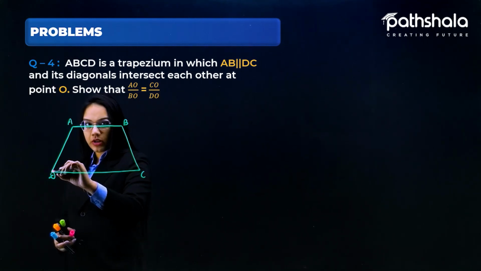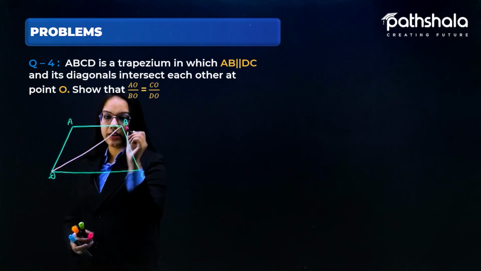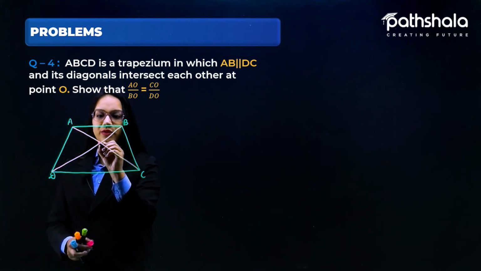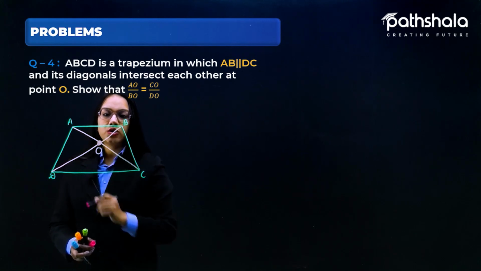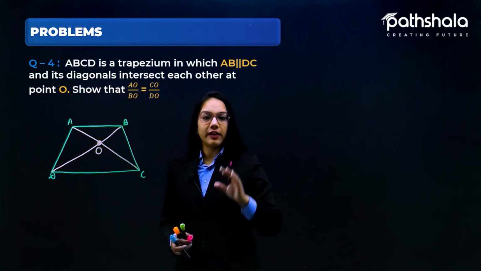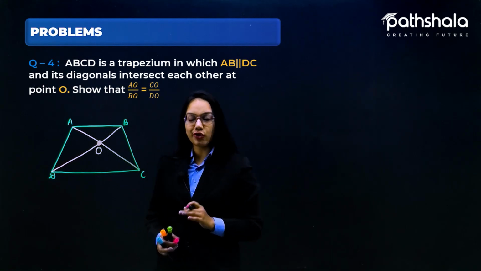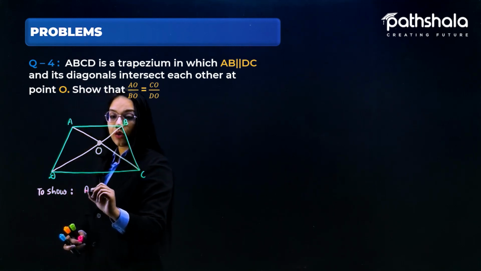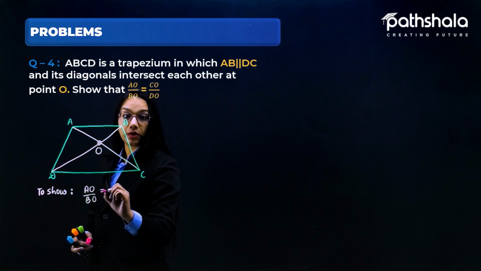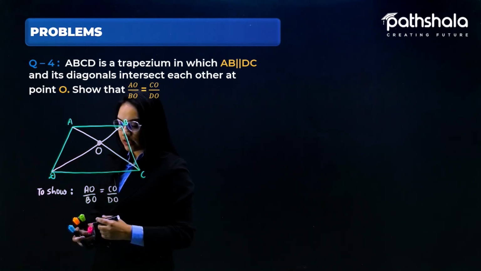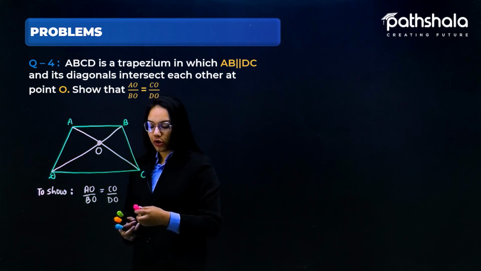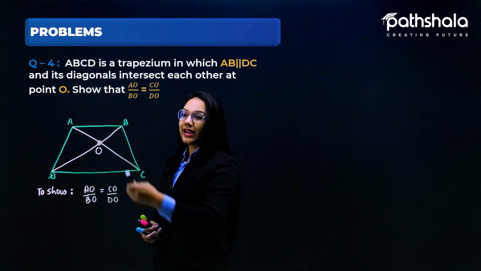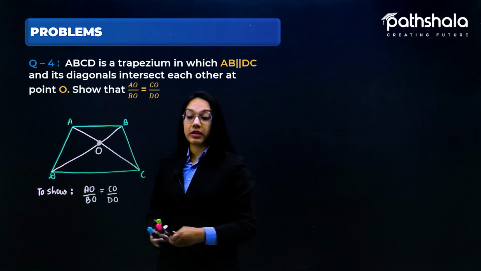So let us suppose I am joining the diagonals and they are intersecting each other at this particular point, and I am calling this point O. So this is the required figure for question number 4, and further we have to show that AO by BO is equal to CO by DO. This is the thing that we wanted to show. The given statement is that we have trapezium ABCD in which the diagonals are intersecting each other at the point O, and we just have to show this.